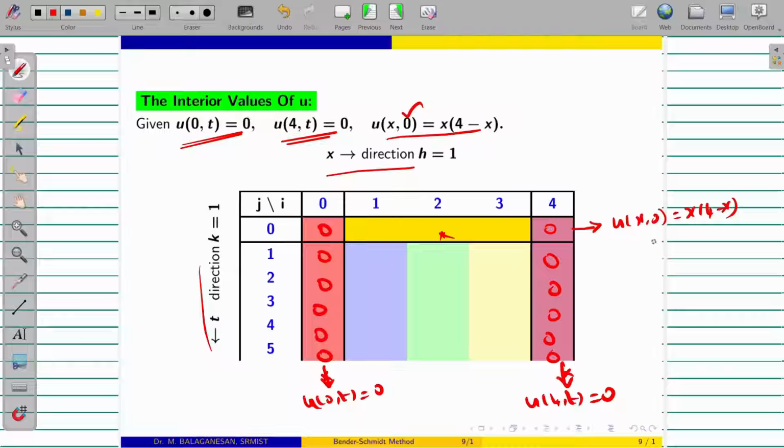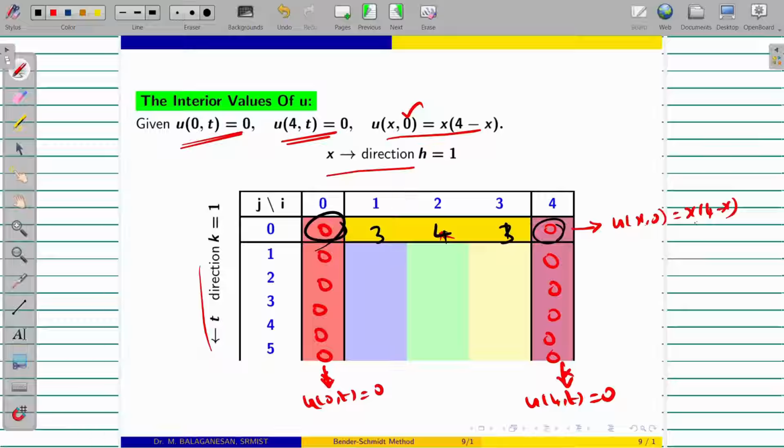Right. Now give x values. What will happen? Sorry, x value 0 first. x = 0, it will be 0. As I told you already, the corner value should coincide, 0. x = 1: 1 into (4 - 1) is 3. x = 2: 2 into (4 - 2) is 4. x = 3: it will be 3. x = 4: 4 minus 4, 0. So this value will coincide with the corner values.